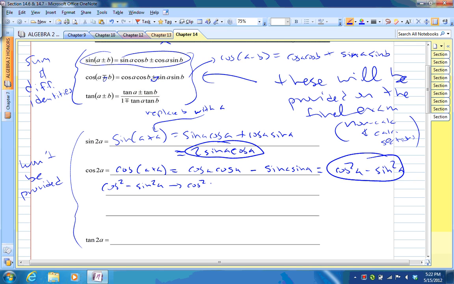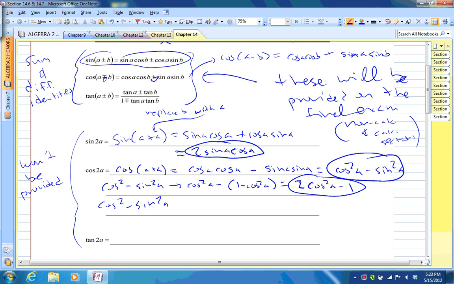Another way you can express this is replace sine squared with 1 minus cosine squared. We know that to be true from the Pythagorean trig identity. So you could say 2 cosine squared A minus 1. Because if you distribute the minus, you get negative 1 and you get negative cosine squared A, which makes it positive cosine squared A.